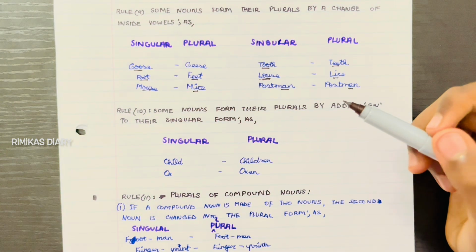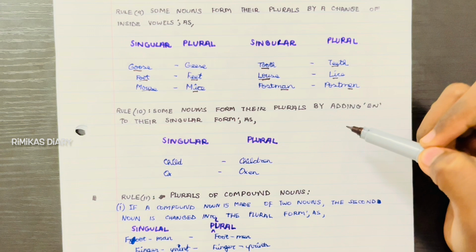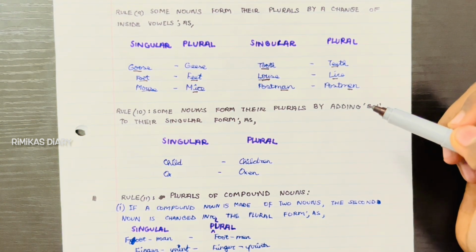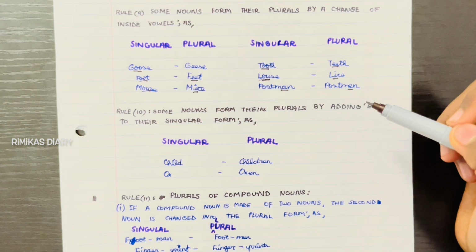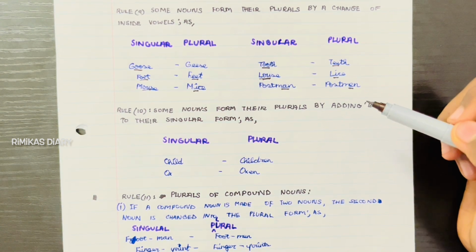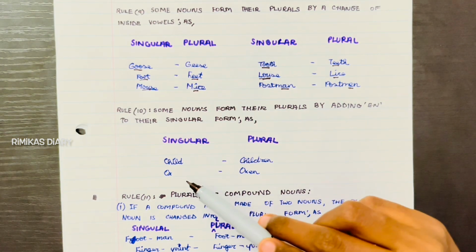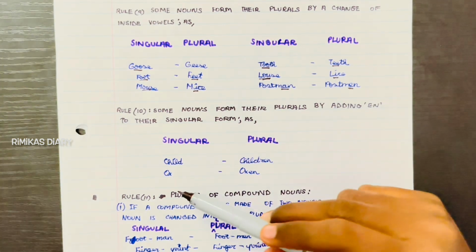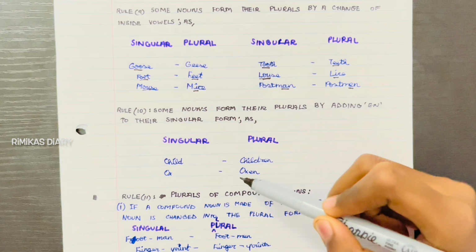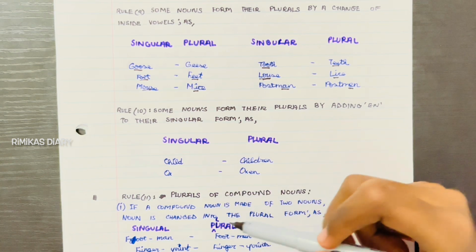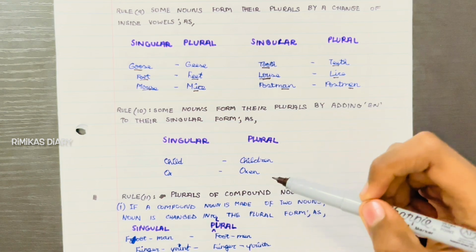Rule number 10. Some nouns form their plurals by adding en to their singular form. So like some nouns form their plurals by adding en to their singular form. For example, child, children, ox, oxen. Here it also added en to change it to their plural form.